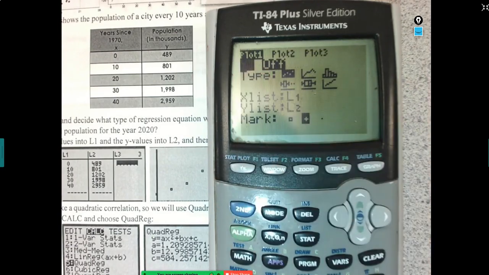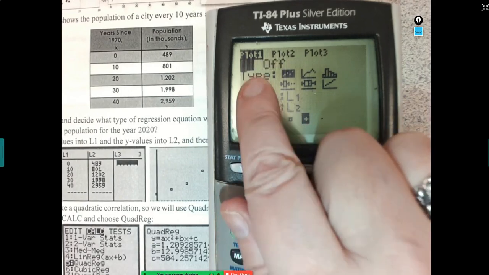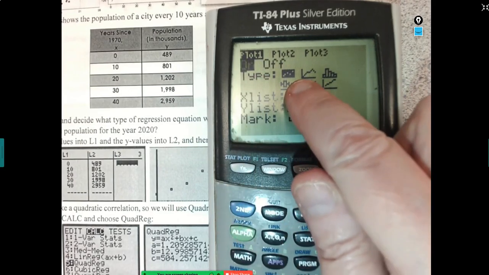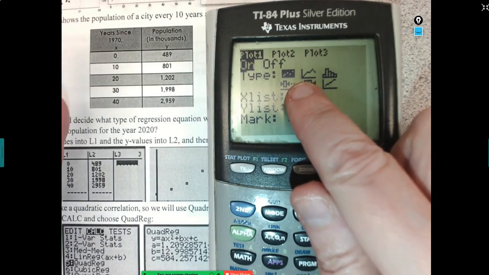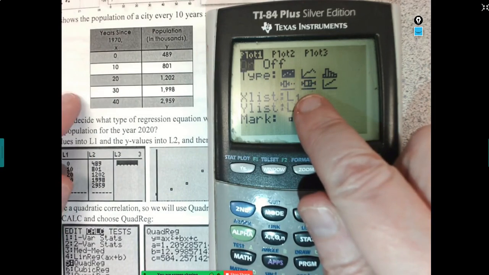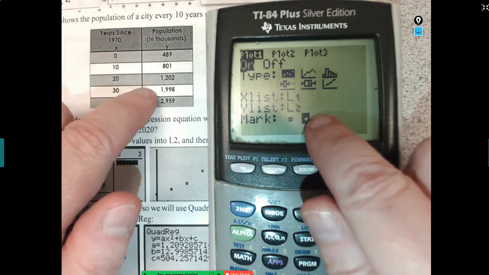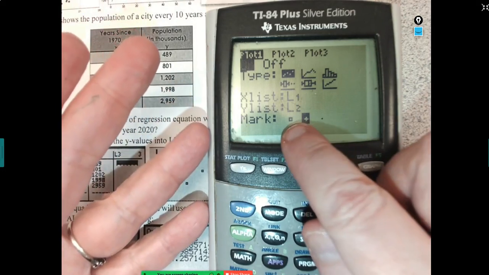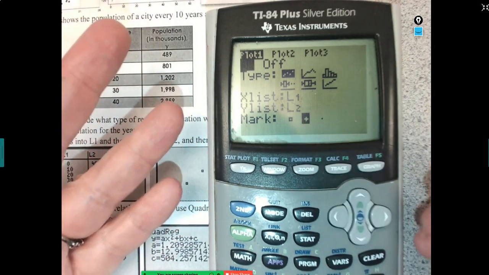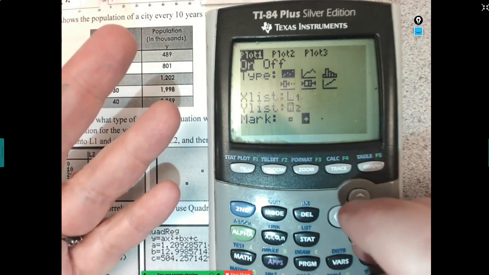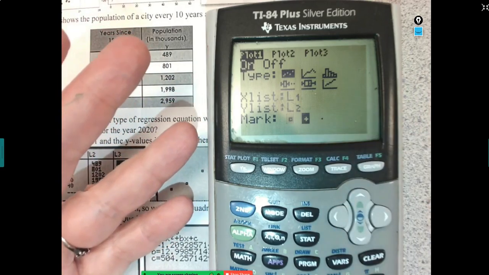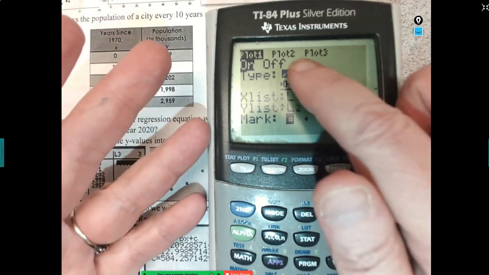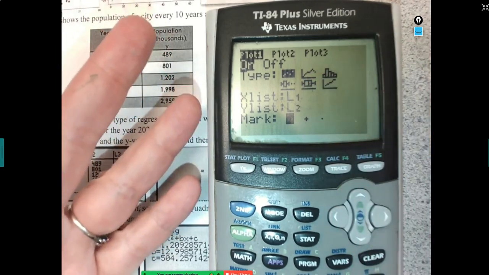And I want the plots on, so I'm going to press enter there. This is the default for a scatter plot, so it's already highlighted. And the default for your X list is list 1, which is why I put it in there. And the default for your Y list is list 2. And you can have the marks either as these open circles or as these crosses. I think yesterday I was using crosses, so I might use an open circle. I don't have to list anything in there because that's all default.